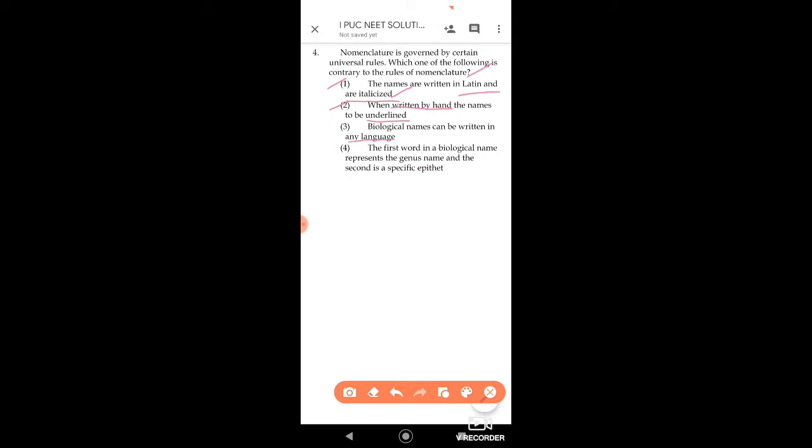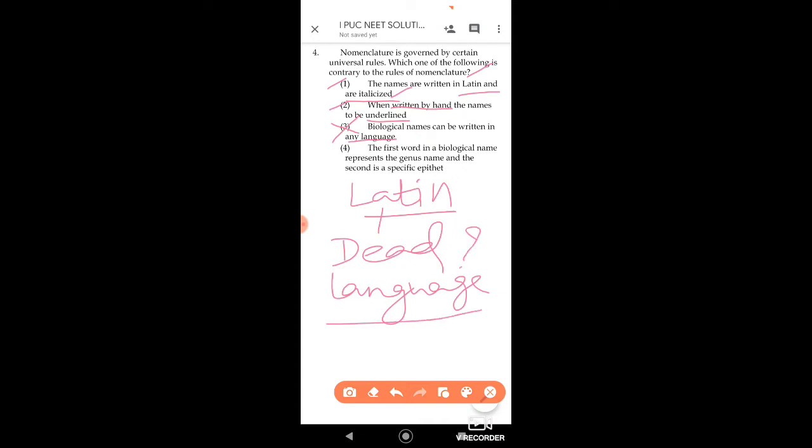See, they have given we can write biological names in any language. This is the wrong statement, because, dear students, it should be written in Latin language. Let me tell you why it should be written only in Latin language. Because Latin language is the dead language. So why do we call Latin language a dead language? Because it will not change its form or even spellings with the passage of time.